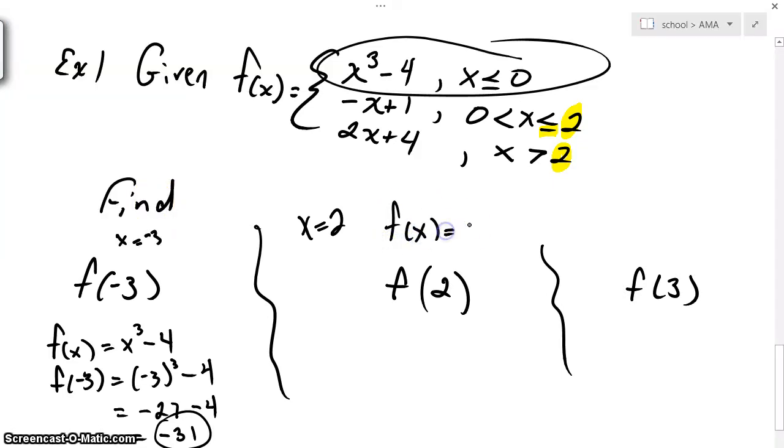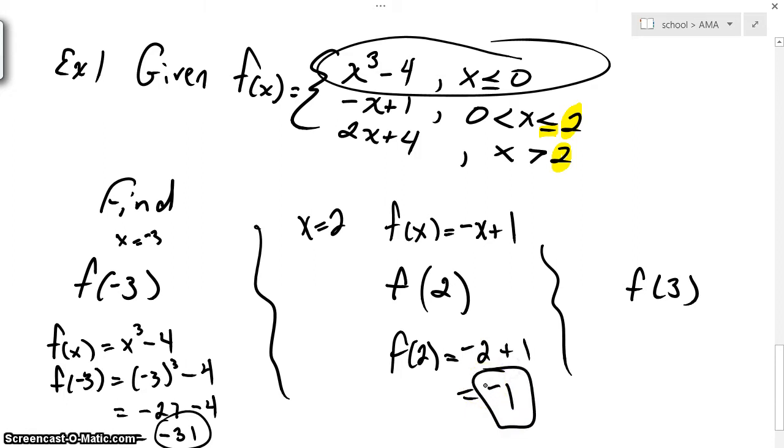When x is equal to 2, we're actually going to be using f of x is opposite x plus 1. So what we're going to see very quickly is this. F of 2 would become the opposite of 2 plus 1. And opposite of 2 plus 1 is, in fact, negative 1. So that would be that assignment.